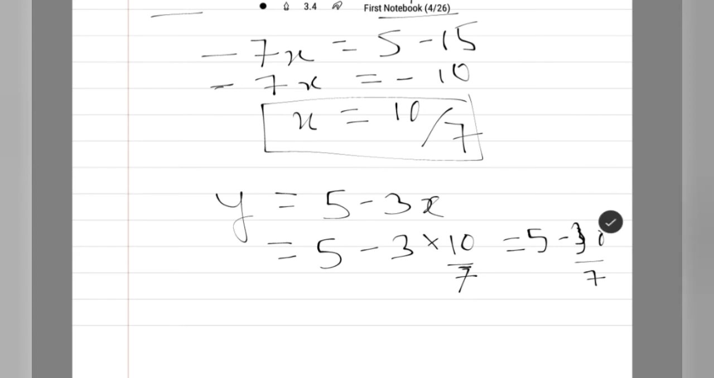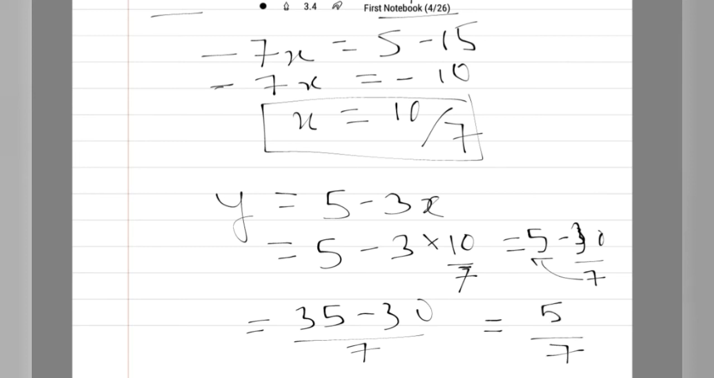That is 7 into 5, so it is equal to 35 minus 30 upon 7. We made the denominator of both the terms same, which is the meaning of LCM. So we get the value of y as 5 by 7. So this is the value of y and the value of x. This is the second method of solving the equations.